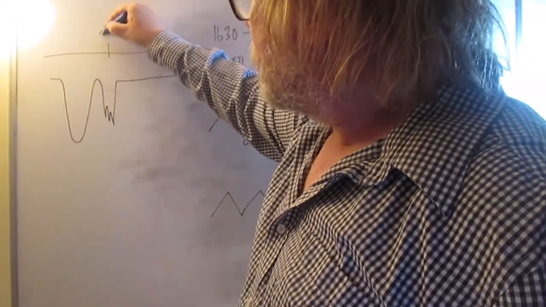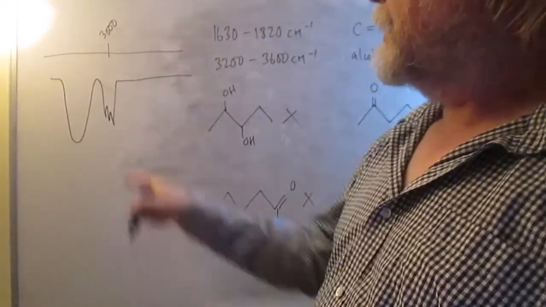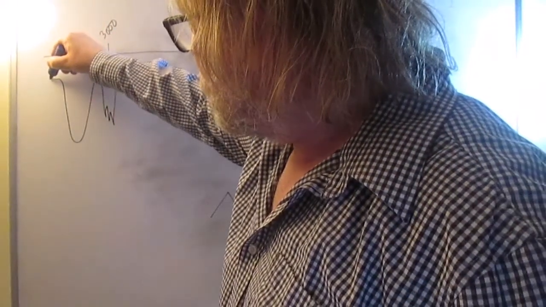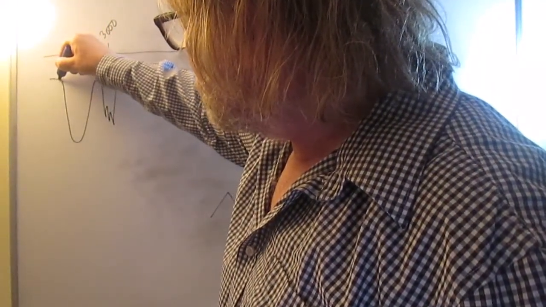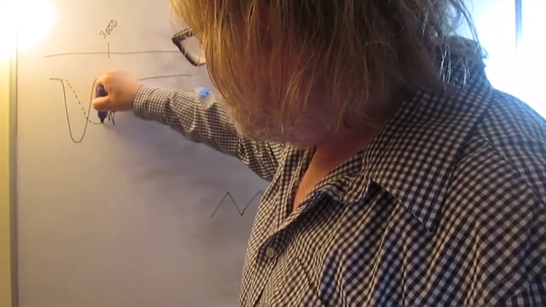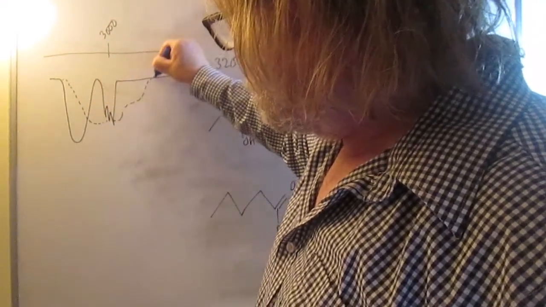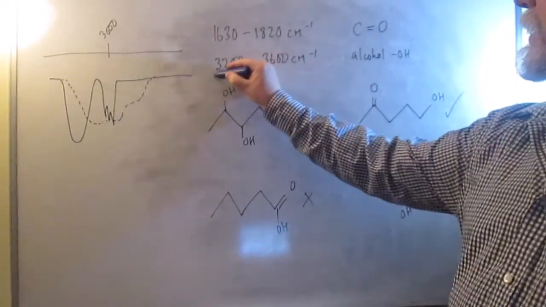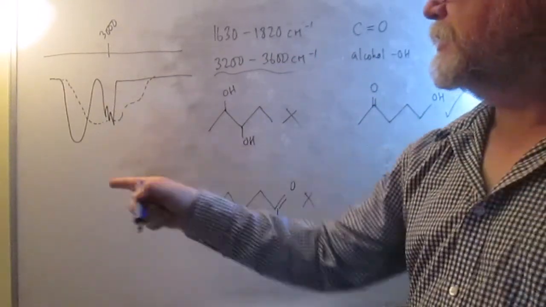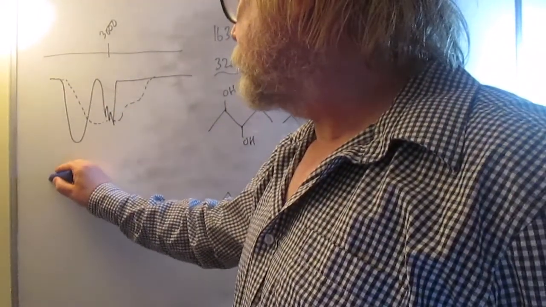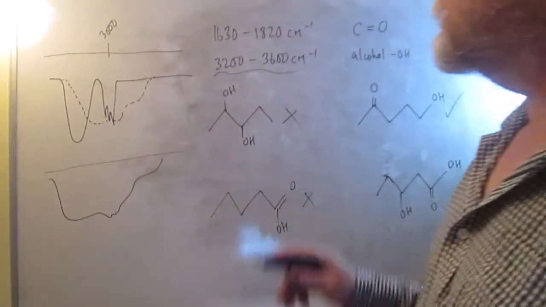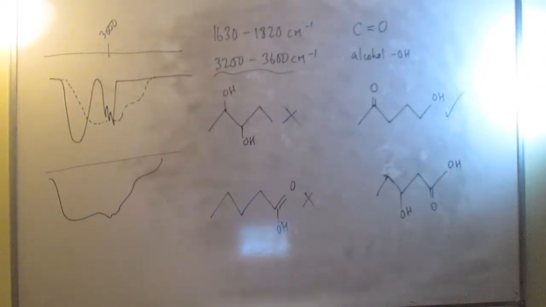So if those are the CHs around 3000 wave numbers, an alcohol OH looks like that. A carboxylic acid OH overlaps with it. So a carboxylic acid OH, if we drew that one in, would look kind of like that. And so the point is they overlap, so you wouldn't see a clear peak like that, it would be merged with the carboxylic acid one, and so you'd get a huge broad peak spanning that whole range rather than just 3,200 to 3,600. So that one is ruled out as well.